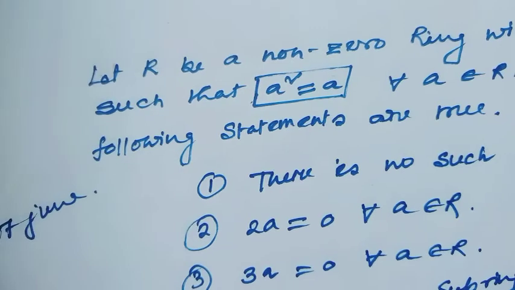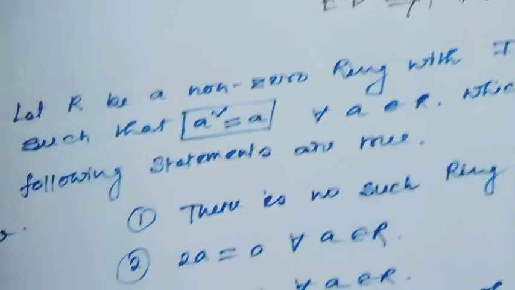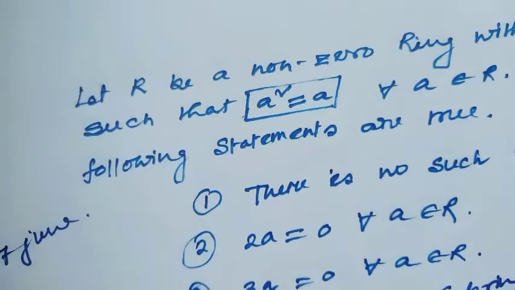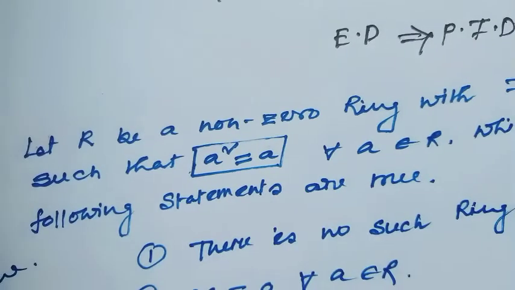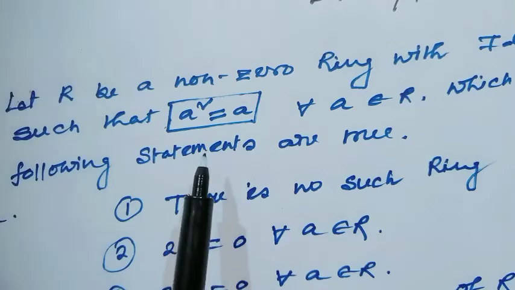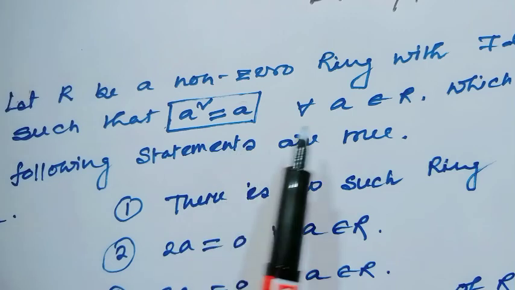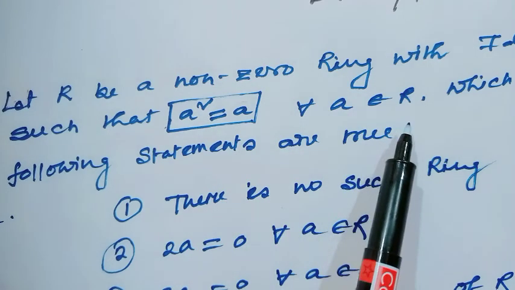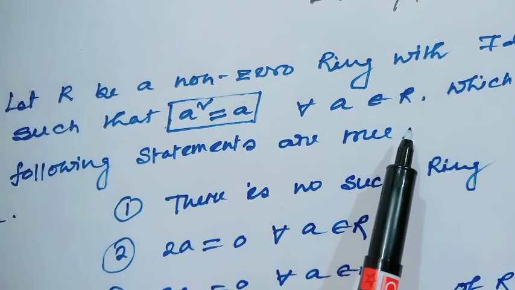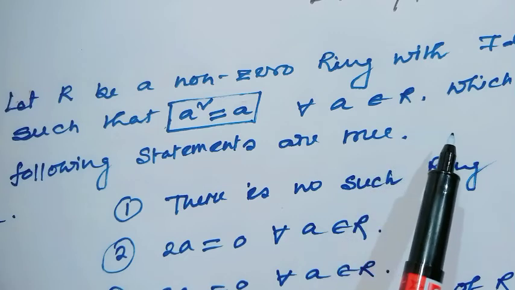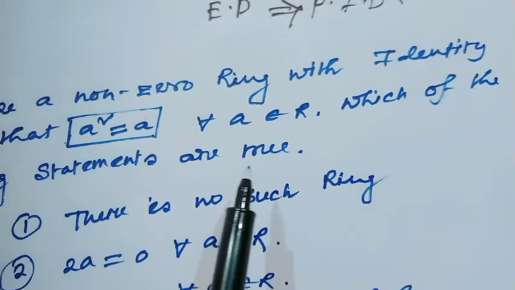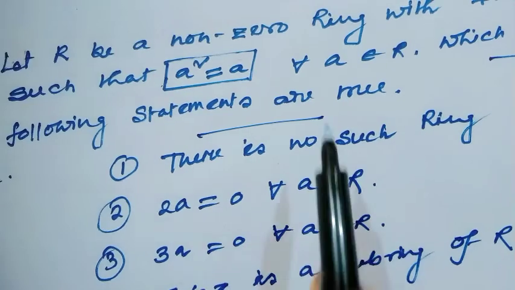Now we will review one question of ring theory which came in the CSIR NET June 2017 exam. The question is, let R be a non-zero ring with identity such that A square equals A for all A belongs to R. That means here every element is an idempotent element. Then which of the following statements are true?